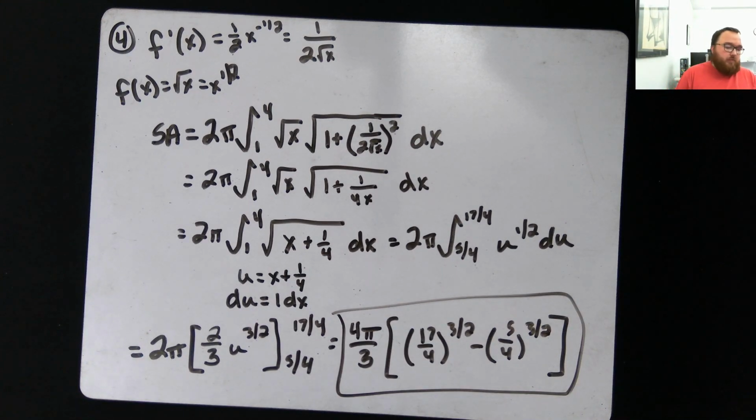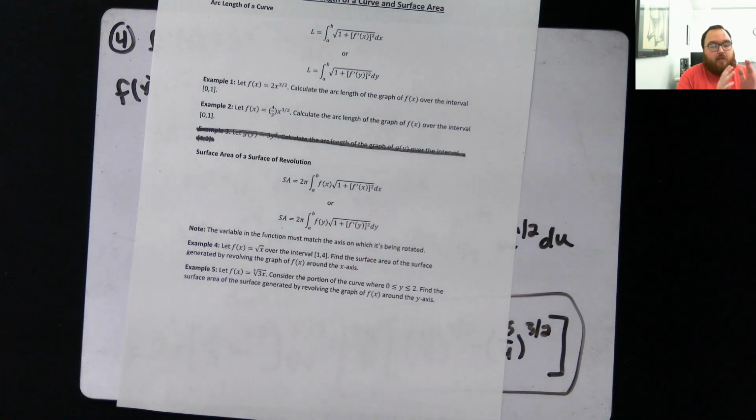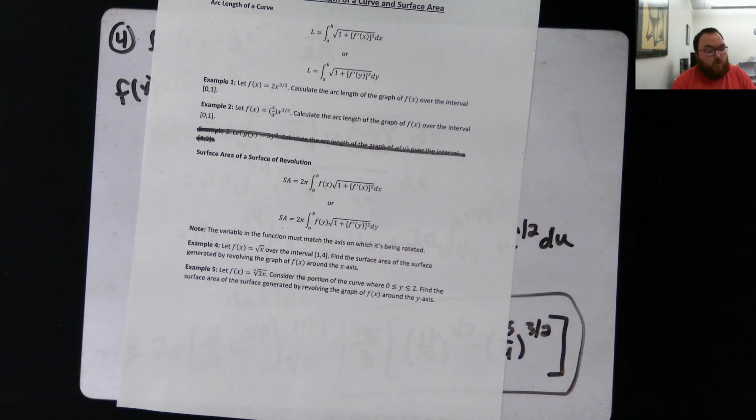One more example, example number 5. Let f of x be equal to the cube root of 3x. Consider the portion of the curve where y is between 0 and 2. Find the surface area found whenever I rotate that around the y.